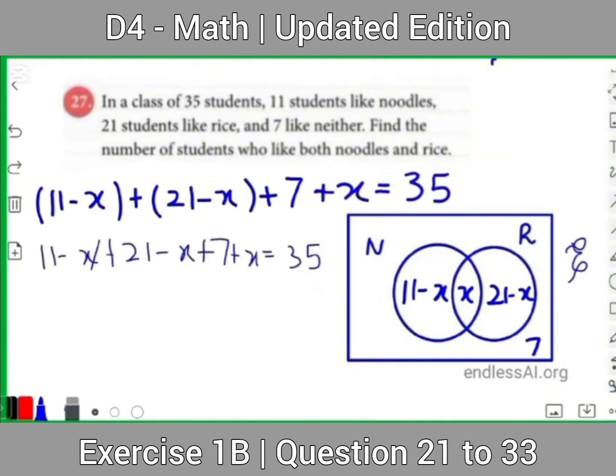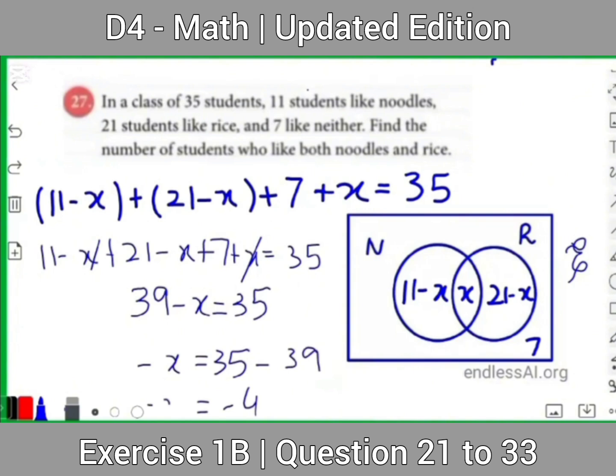Now the minus X cancels with the plus X. 11 plus 21 plus 7 is 39. So 39 minus X equals 35. Now we have minus X equals 35 minus 39, so when the plus 39 goes to the right hand side it becomes minus 39, and it gives us minus 4. Now the minus sign on both sides will cancel out, and we get X equals 4. So the number of students who like both noodles and rice is 4.